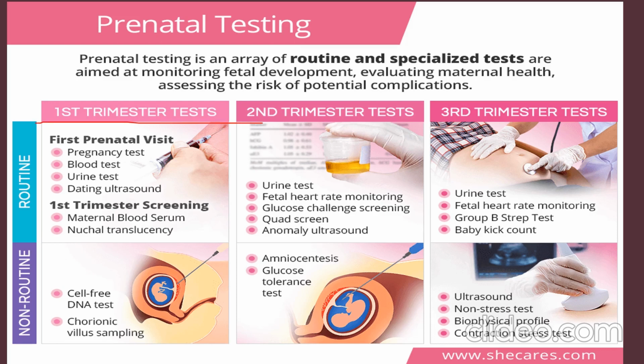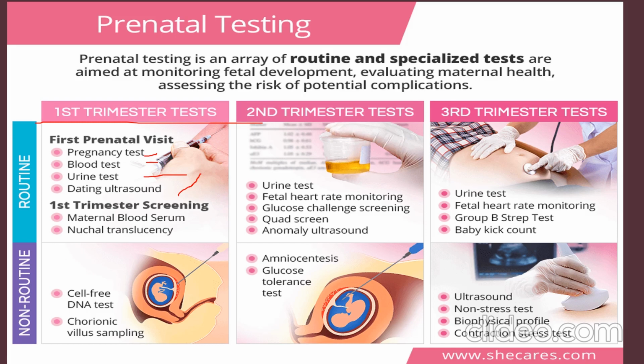For the first prenatal visit, you have a pregnancy test, blood test, urine test, and then a dating ultrasound para malaman kung ilang weeks na yung baby. And then urine test if there's the presence of the hormone para malaman nga if you are pregnant. And then other blood test naman kung yung level of iron mo sa blood, kung anemic ka.